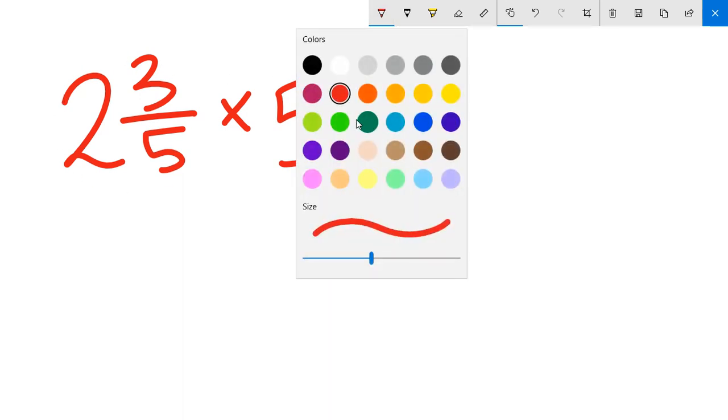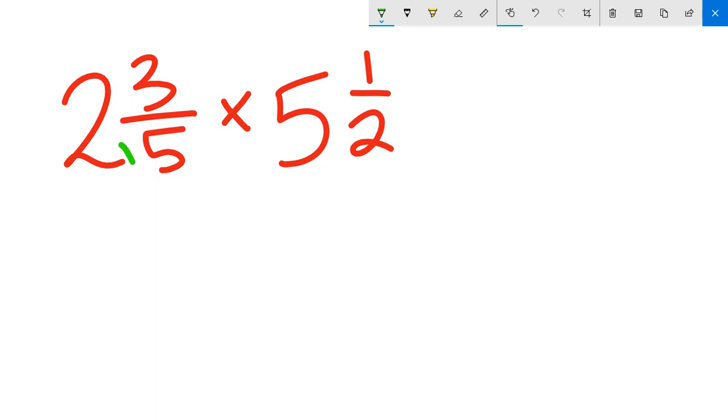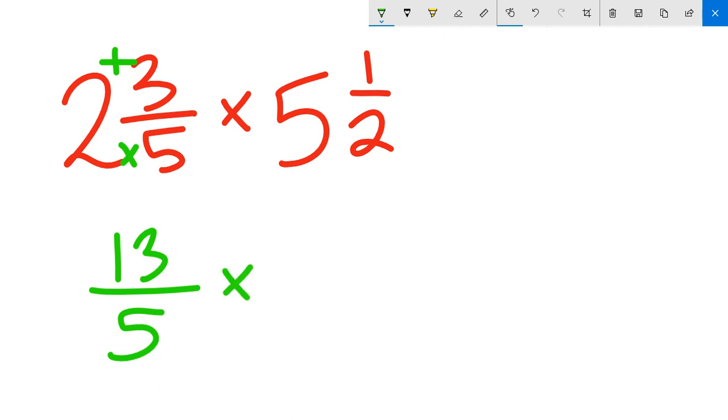So what we're going to do, we are going to take the 5 times the 2, add it to the 3. So this would turn into 5 times 2 is 10 plus 3 is 13. This becomes 13 over 5. This one over here, let's do that multiplication sign. This one over here becomes 2 times 5, which is 10, plus 1 is 11. So our fraction is 11 over 2.